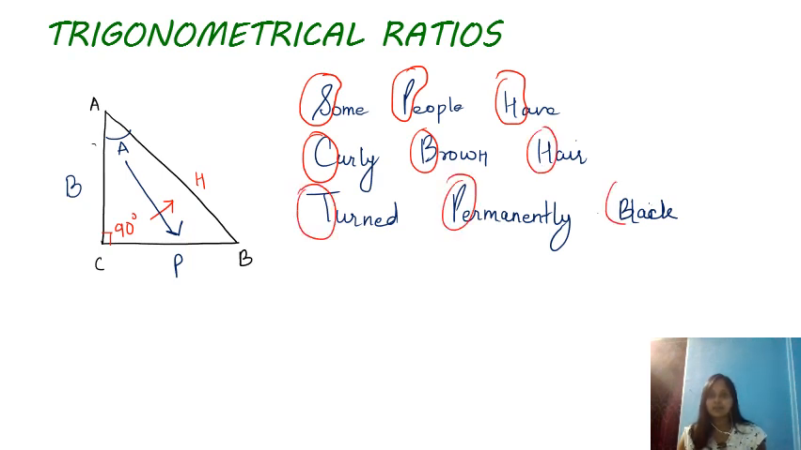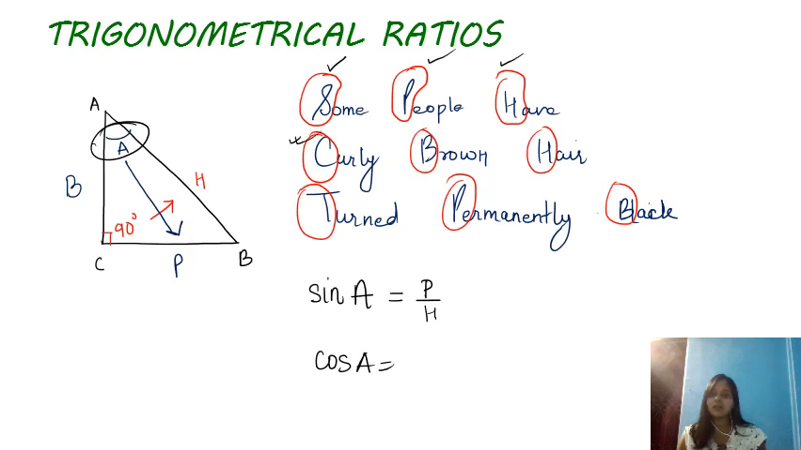Now let's make the trigonometrical ratios. So first one is sine of, for which angle? Angle A. So sine of angle A will be equal to, see this one, S stands for sine, will be the ratio of perpendicular by hypotenuse. Some people have. Then another one we have cos A. This C stands for cos, will be equal to B by H. So cos is the ratio of base and hypotenuse. Now lastly tan A. This tan, turned permanently black. That means tan A will be equal to P by B.